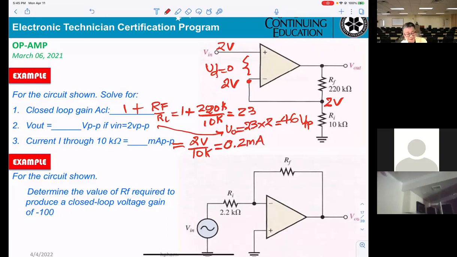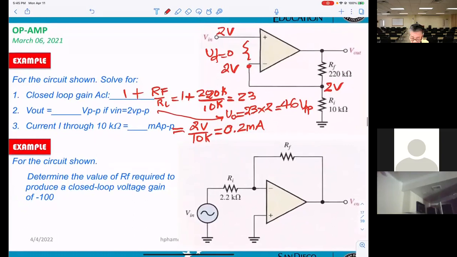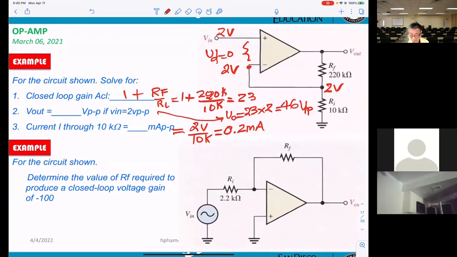This circuitry you will see all the time, so make sure you understand it. Okay, any question for the first example? Anything? If you don't quite understand. If not, go to the second one.